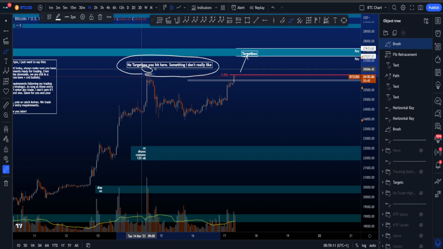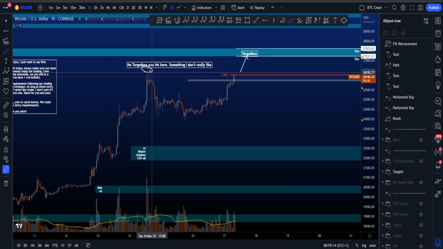Another thing that I didn't like and actually forgot to say is there was no target box here. Nothing was hit. It was quite an empty space, and we then out of nowhere retraced to the downside. However, the next target box is at 27.2k, which for me is a very attractive area, as that is an actual target box.